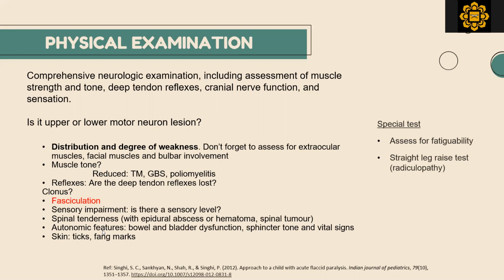The other thing we like to assess is the autonomic features, like whether there is involvement of bowel or bladder. We also check the vital signs, and we can check the skin for sticks or fang marks due to a snake bite, because we still remember the elapid snake can inject neurotoxin, so it can present with neurological symptoms. For special tests, we can assess fatigability test or Tensilon test for myasthenia gravis. We can also do the SLR test, straight leg raising, to suggest any radiculopathy.